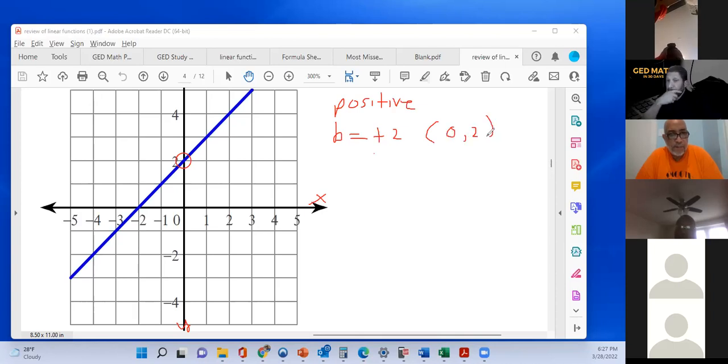Does everybody understand that? Yes. Okay, why is that important? I'm going to tell you why it's important. Because the y-intercept is where x is equal to 0.